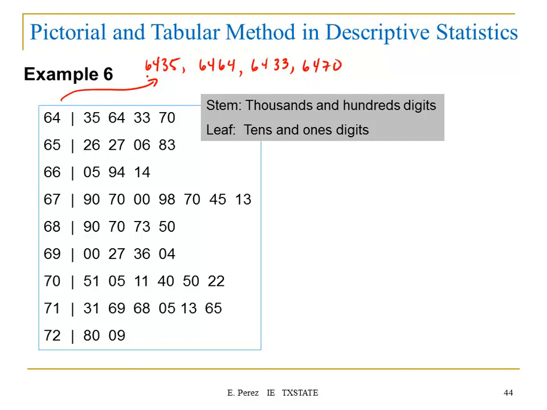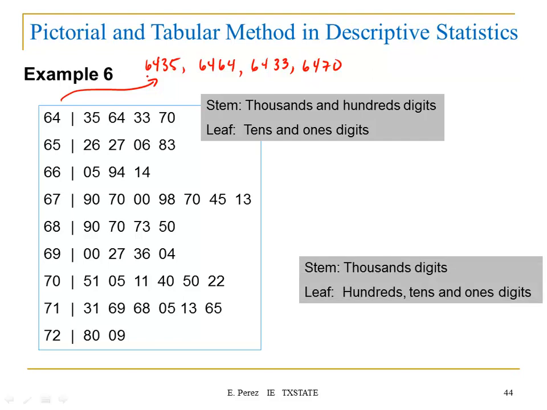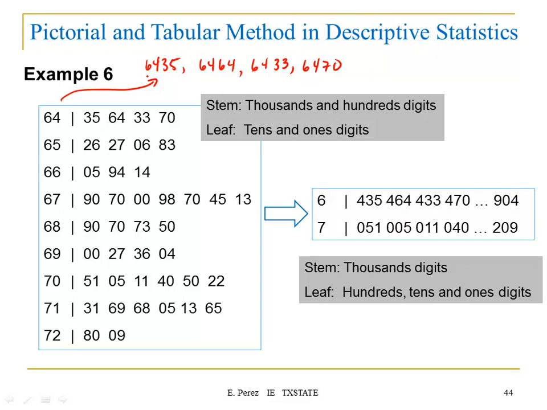But we can also group this data using a different approach. Instead of using as our stem the thousands and the hundreds, we can only use the thousands digit. In that case, the information will be grouped differently. So if you look at these two areas or these two rows, if you use only the thousands as your stem, then you'll see only one number in that column and the rest of the units in the second column.